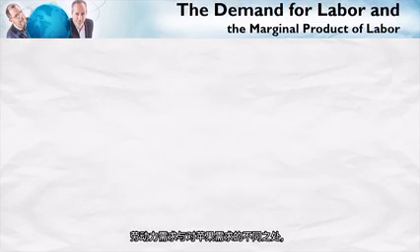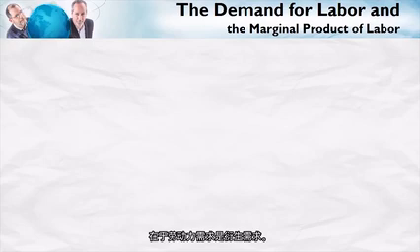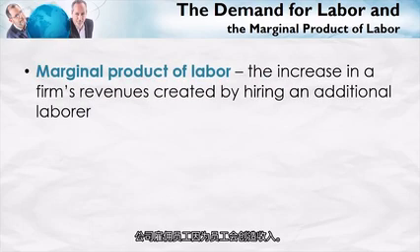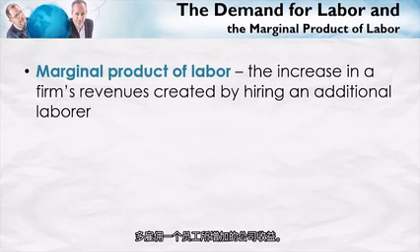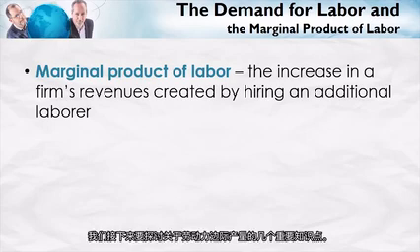What makes the demand for labor different than the demand for apples is that the demand for labor is a derived demand. Firms hire workers because the workers increase their revenues. The key idea behind the demand for labor is the marginal product of labor, the increase in a firm's revenues created by hiring an additional labor.